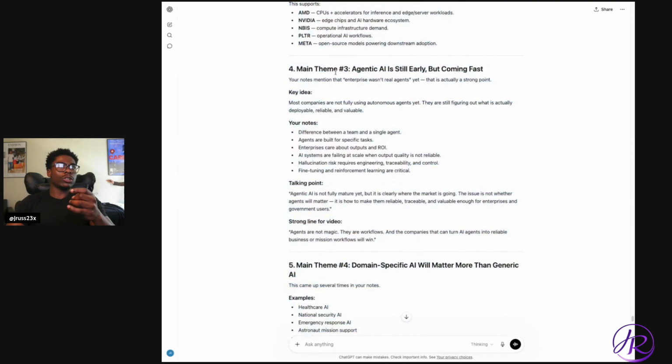All right, cool. So theme number 3 was agentic AI is still early, but it's coming fast. Enterprise wasn't using real agents yet. Most companies are not fully autonomous agents yet. They're still figuring out what is actually deployable, reliable, and valuable.